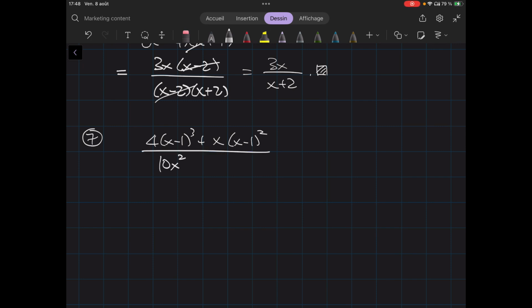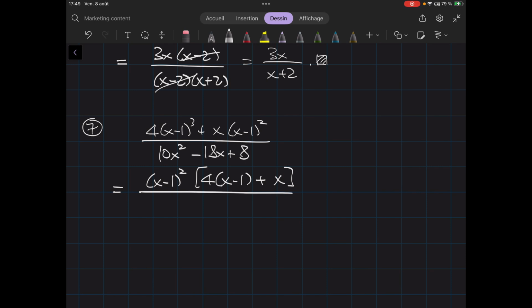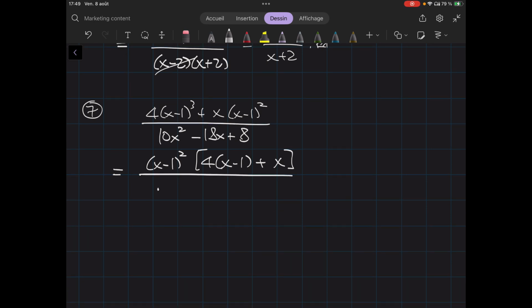And x squared minus 18x plus 8, 10. Looking at the numerator, we can factor out the x minus 1 squared. From the first term, we're left with 4 times x minus 1. For the second term, we're left with x. In the denominator, we can factor out the 2, and you're left with 5x squared minus 9x plus 4.